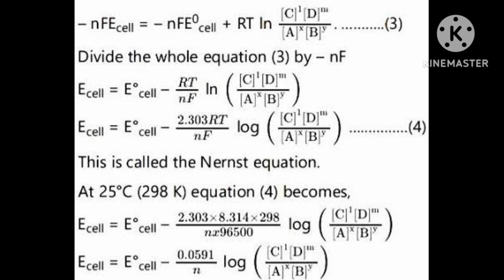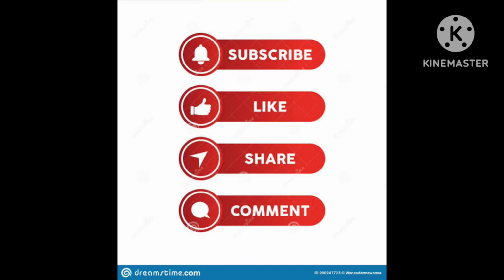Okay. Then I have explained this numerical to you, how to solve. In the next class I will continue. Equilibrium constant I will discuss, and then I will come to conduction.